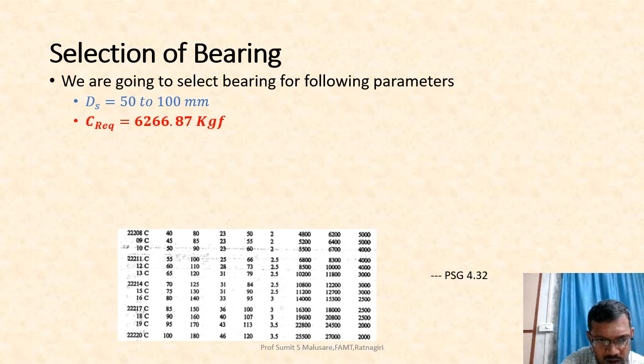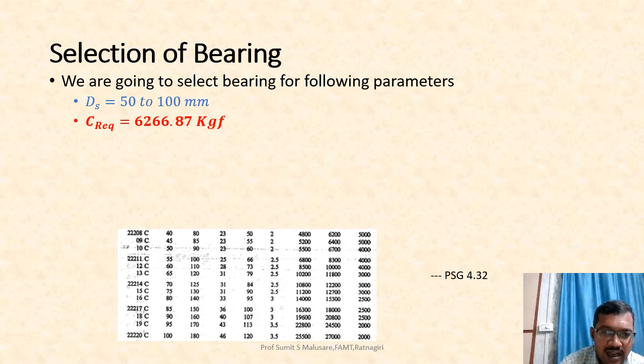22211C. What is the capacity? 8300. Our requirement is 6266.87. So can I go for this bearing 22211? Yes. Can I go for 22212? Capacity is 10,000. It is greater than our requirement.